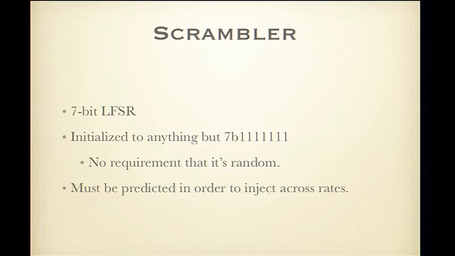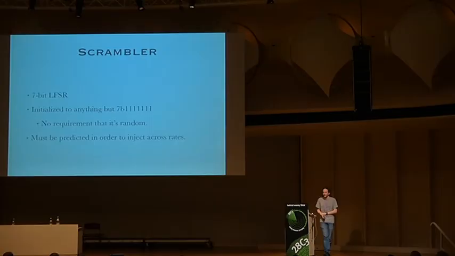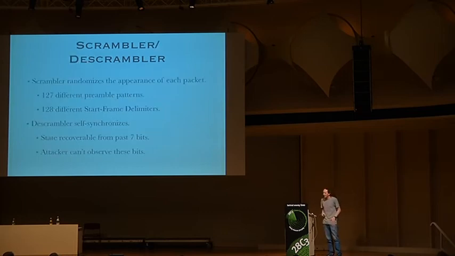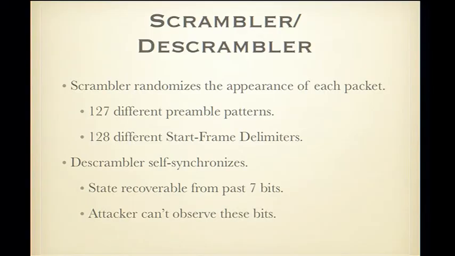Because again, there's no requirement that it's random. This was not intended as a security feature. You can either predict this or you can guess it. There are 127 different start positions, but by the time it gets to you, there's probably 1 byte before your packet that you don't control, like a sequence counter or something like that. So it might as well be 128. And it self-synchronizes, but the attacker can't observe the bits, so the attacker can't follow the self-synchronization. Because remember, in our attack, the attacker does not have a radio, not even for listening.